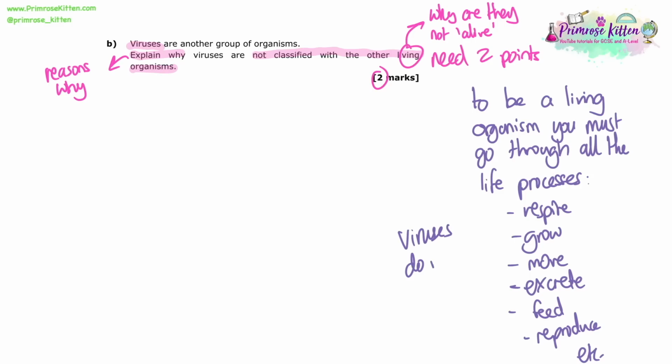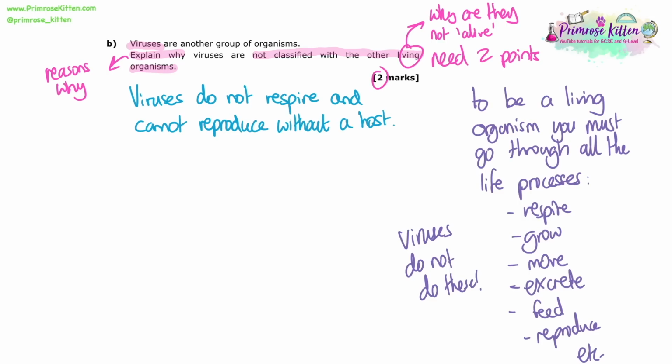So we just need to be able to pick 2 of them and say they don't do these, and that's 2 reasons why we don't classify them with everything else. So I'm going to put that they do not respire. I'm going to put they do not reproduce, or they can't reproduce without a host. So that bit has to be on there, important, because they can replicate themselves technically, but they can't do it themselves. They have to get a host cell or a host organism to do it for them.